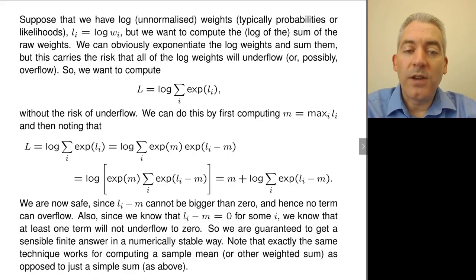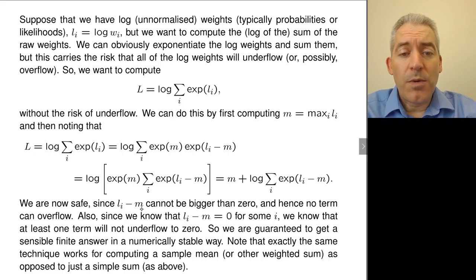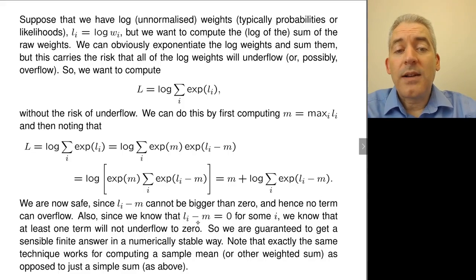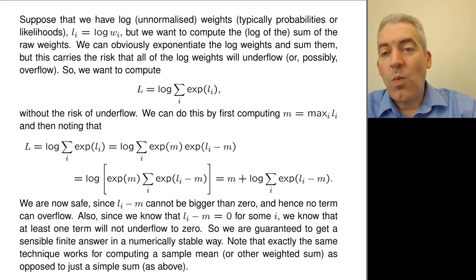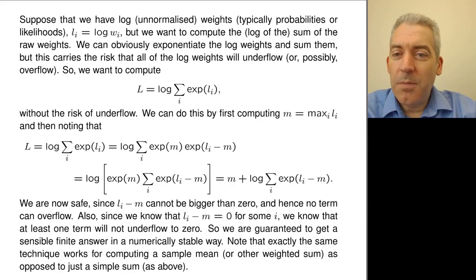What's perhaps less obvious is that you've also solved the underflow problem as well. So how have you solved the underflow problem? Well, you know that at least one of your weights is going to be exactly 0 on the log scale. So you know that when you exponentiate it, it's going to be 1. So you know that there is at least one weight that isn't going to underflow to 0. Even if all of the others underflow to 0, you're going to get a sensible finite answer, and what it's telling you is that all of your other weights are negligible compared to that one anyway.